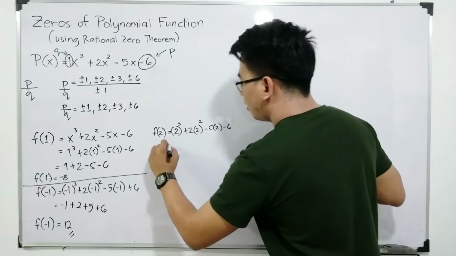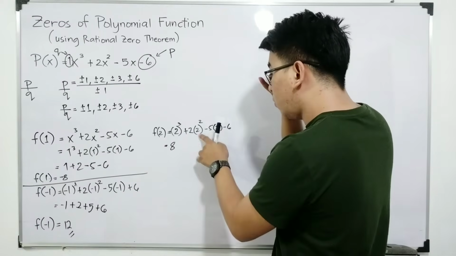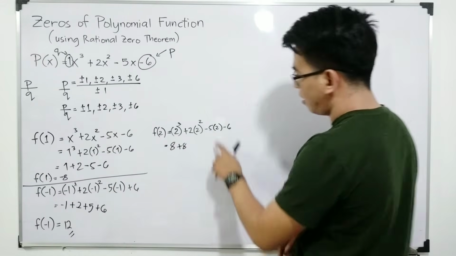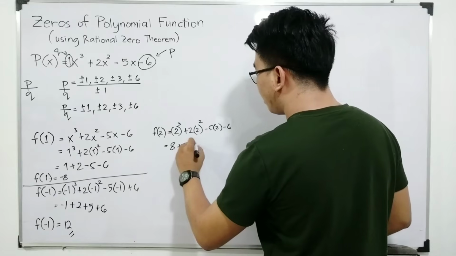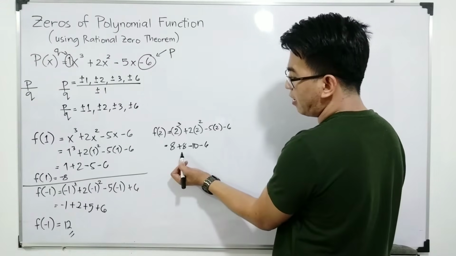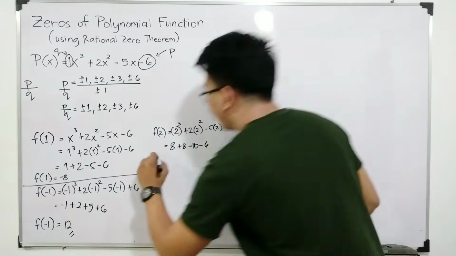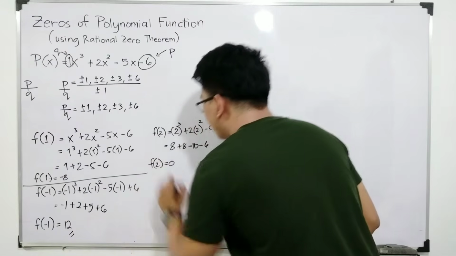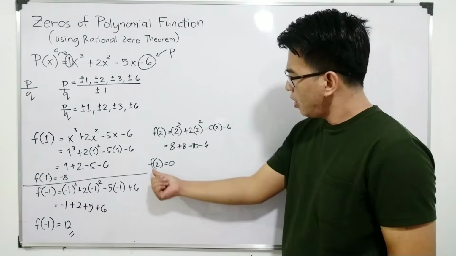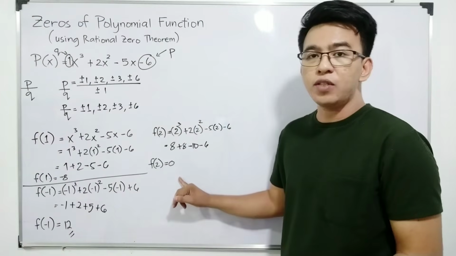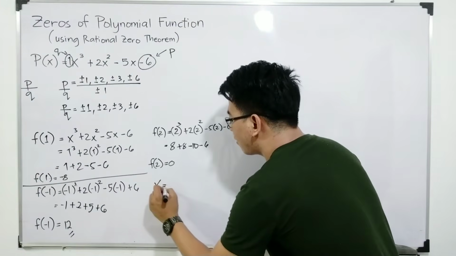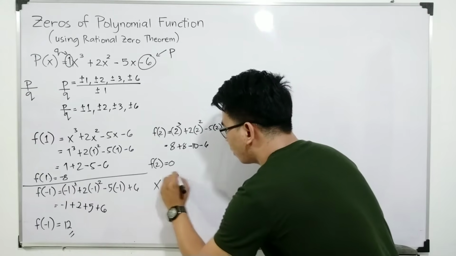Our 2 cubed is equivalent to 8. Your 2 raised to 2 is equal to 4 times 2. This will give you plus 8. And negative 5 times 2 will give us negative 10. We have negative 6. So simplifying this will give us 8 plus 8 is 16, minus 10 is 6, minus 6. So here it is. F of 2 is equal to 0. The process of getting the zeros is really a bit long. So this means, guys, if f of 2 is equal to 0, automatically our 2 is one of the zeros of the given function. We have x is equal to 2.